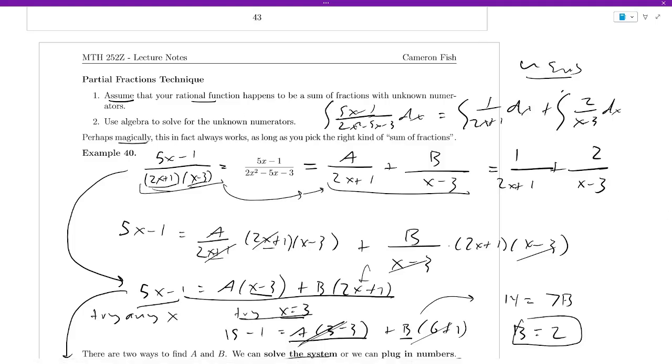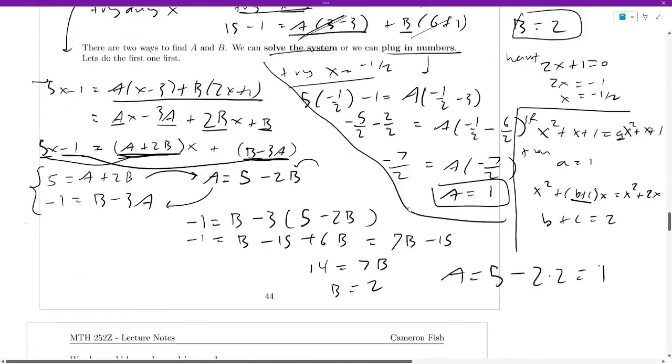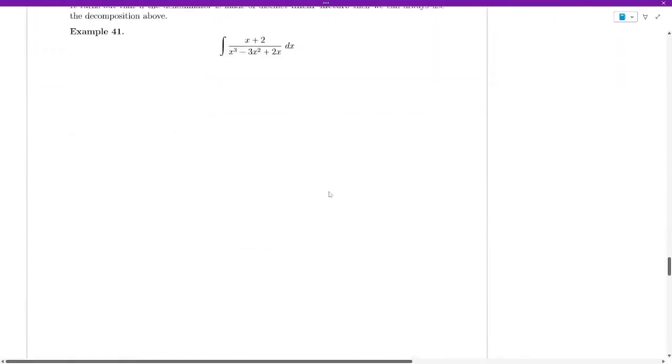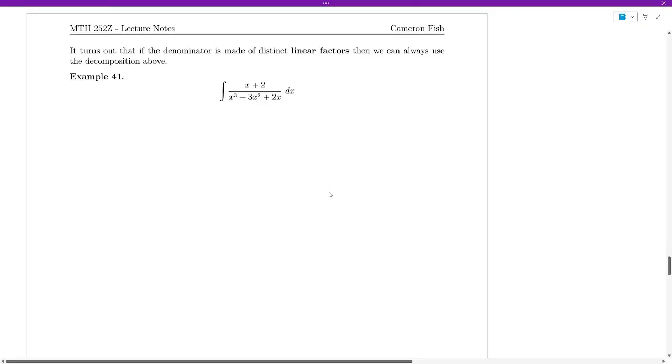Okay, so I also mentioned something about what the structure of the rational function has to do with what our fraction is going to look like. So let's look at this example. It turns out that if the denominator can be factored into distinct linear factors, then what we did above is always going to work. So let's see what I mean by that. We have x plus 2 on the top. Let's just focus on the denominator.